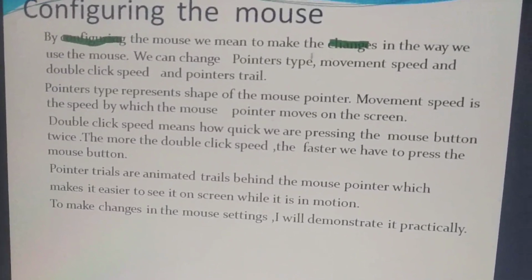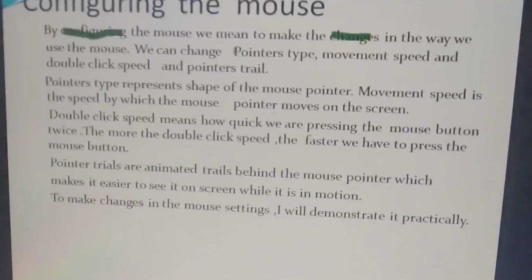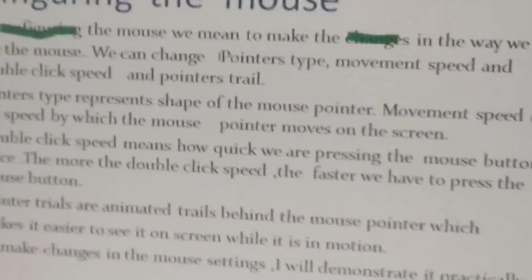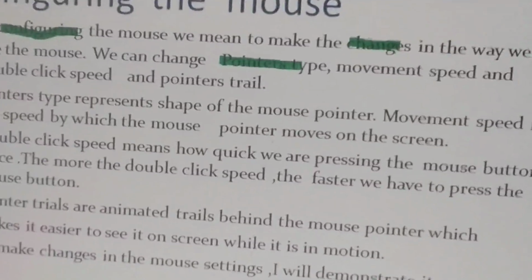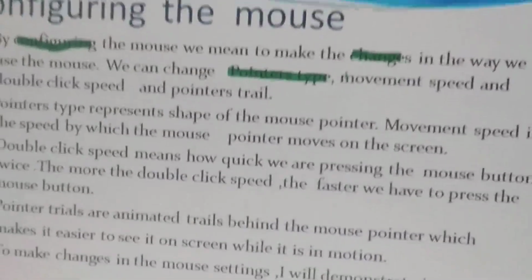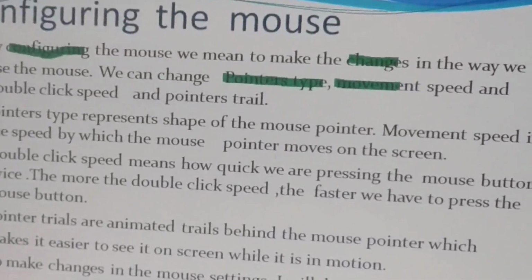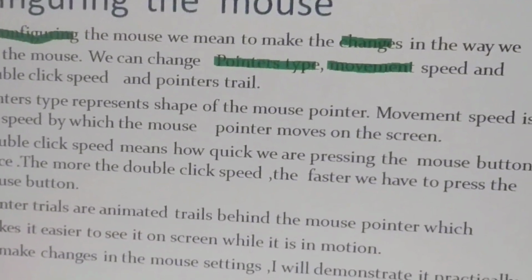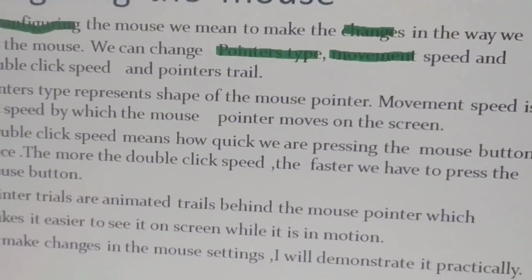For example, we can change the pointer type. Mouse pointer, you know, is the pointer which moves on the screen when we move the mouse. We can also change the movement speed, that is, how quickly the mouse pointer moves on the screen.